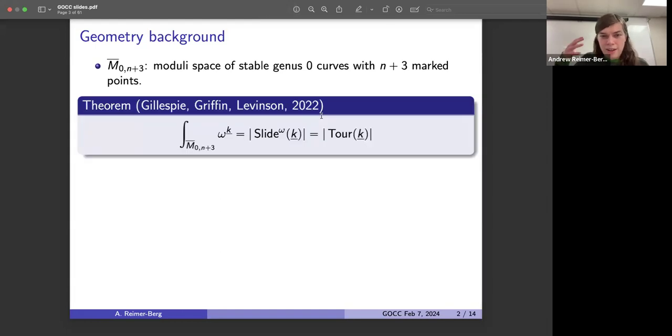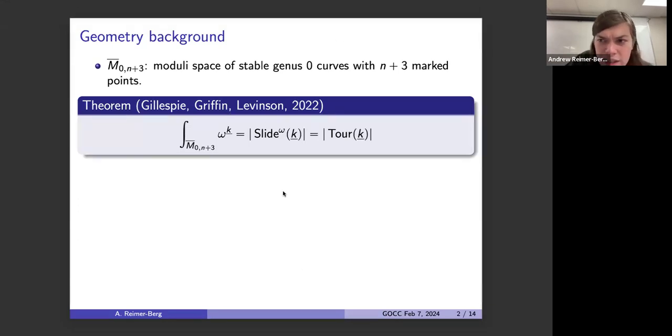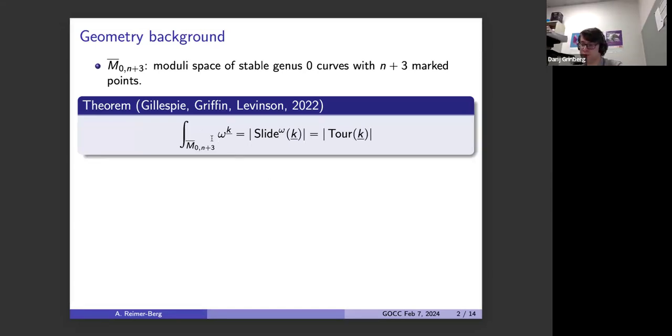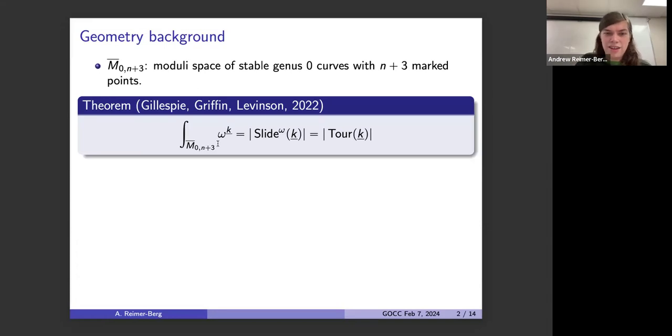Leslie Griffin Levinson in 2002 showed that if you take some particular product here, can you see my cursor? Yes, we can. Great. If you take this product here in the cohomology of M0 n plus 3 bar, that gives you a number that is the same as the cardinality of this set slide omega of k, or the cardinality of this set tournament of k. And so that reduces a complicated geometric problem into the combinatorial problem of counting how many objects are in a set.